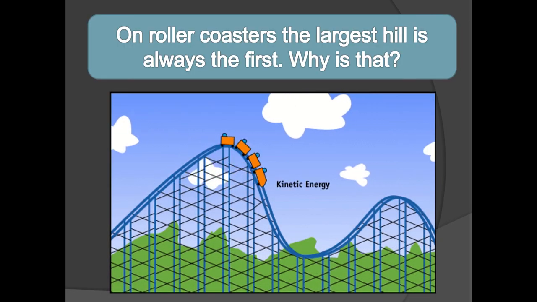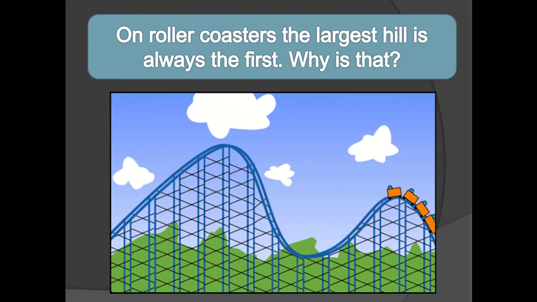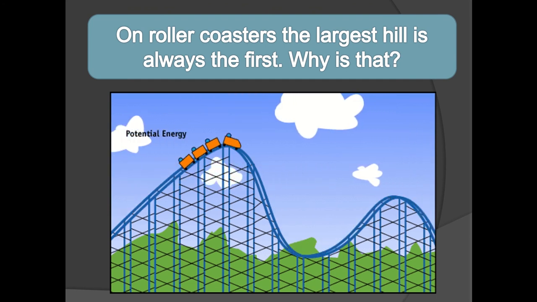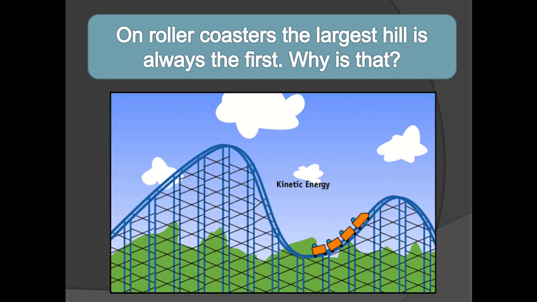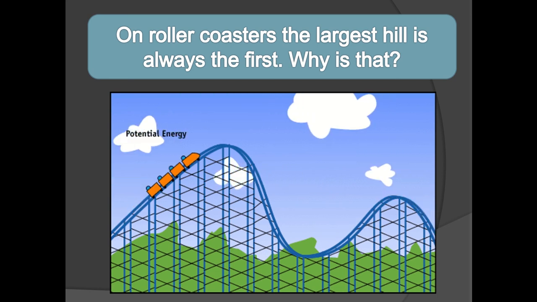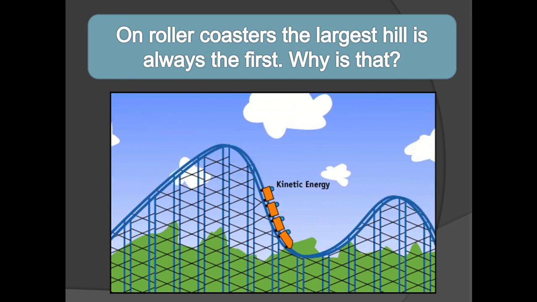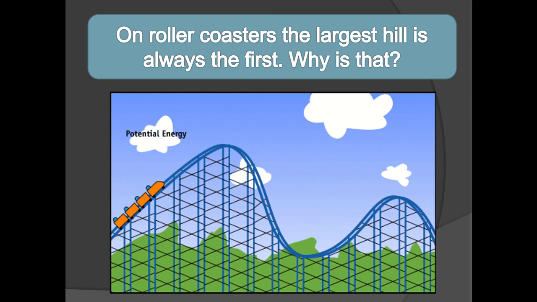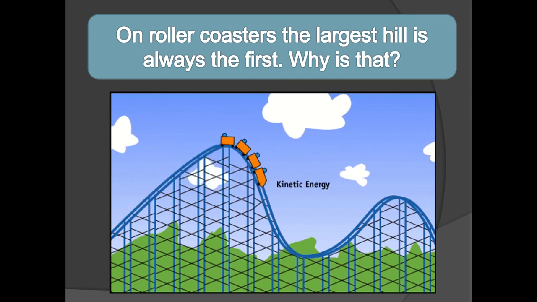A roller coaster works on the same principle. It takes the potential energy at the beginning, and then it's going to convert into kinetic energy as it starts to go down from the highest hill. Now, one of the questions is, for example, how come the largest hill is always at the beginning?